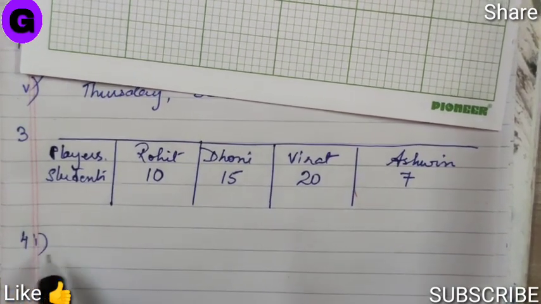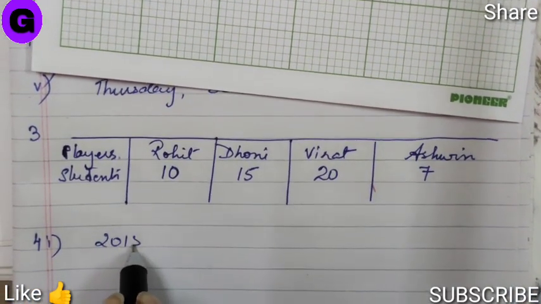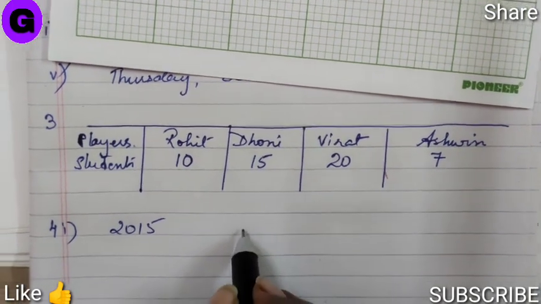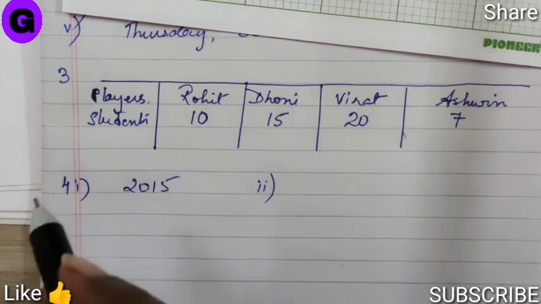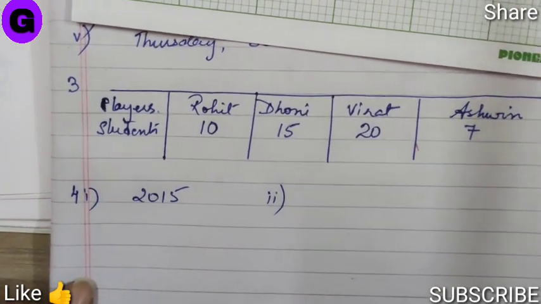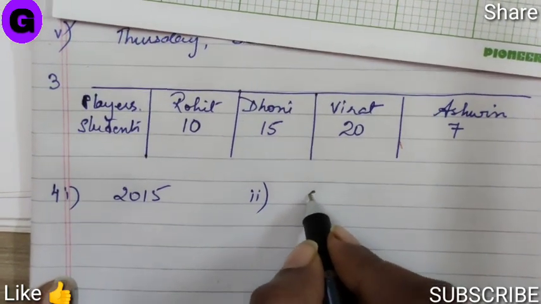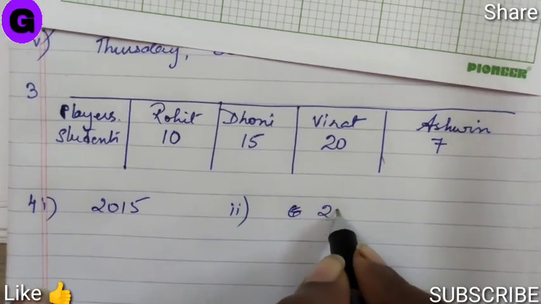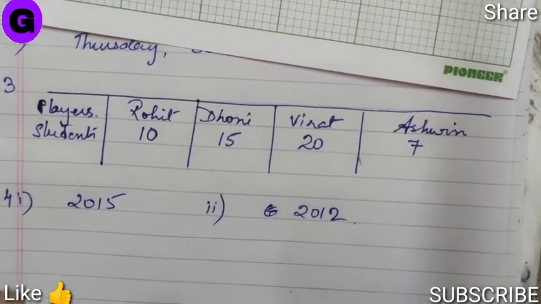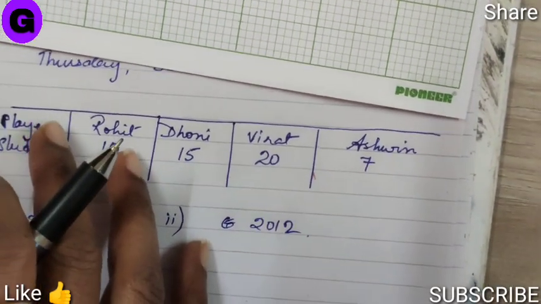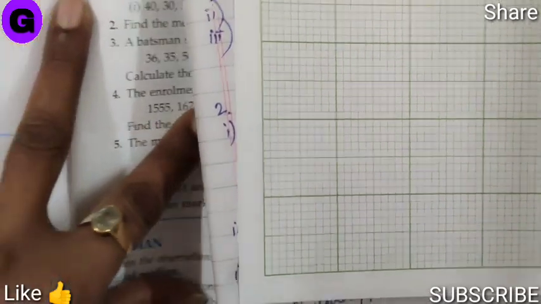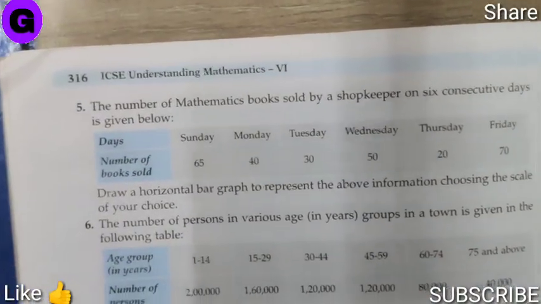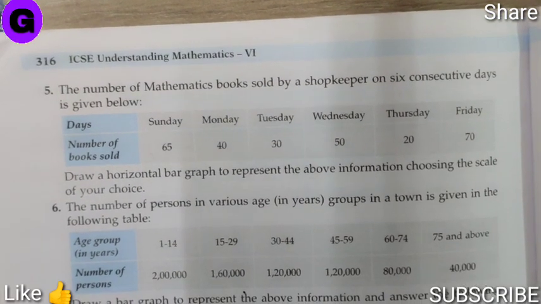Question number 4.1, in the year 2015. Next they want to know in which year were the minimum number of bicycles manufactured. That was in the year 2012, which was only 600. Now we'll come to question number 5, where again the table has been given and we have to change this into a bar graph on the graph paper.